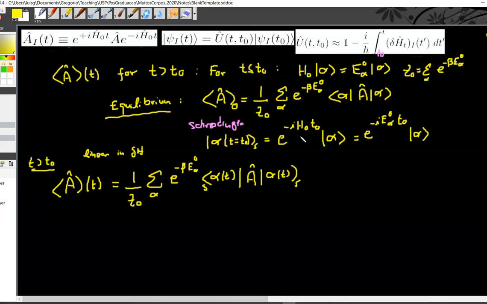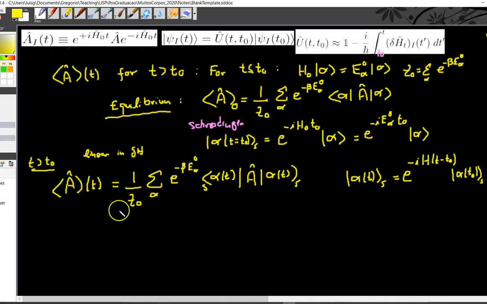Now, it turns out that alpha of t in the Schrödinger case is related to alpha at t equals t naught by the time evolution, but now with H, for time t minus t naught, acting on alpha at t equals t naught. Okay, so that's an important point. Now I'm evolving from t naught on with H, and that's the difference that I have.